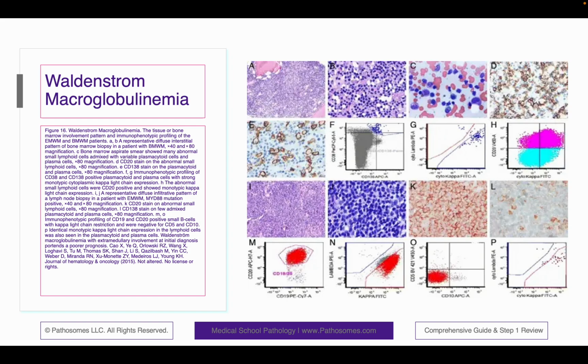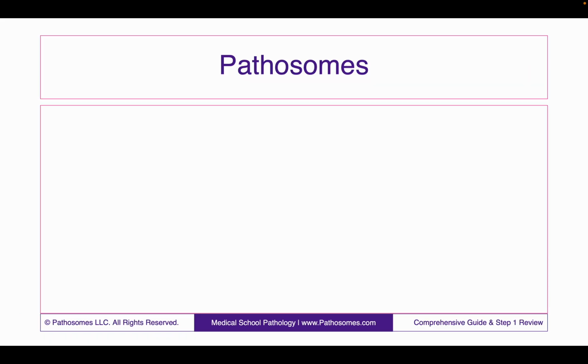And for the gunners out there, if you really want to know if this is a definitive Waldenstrom macroglobulinemia, you can do a genetic test for MyD88. And if that is positive, you hit a home run. You made the diagnosis, Waldenstrom macroglobulinemia. You can hang your hat on that one. I'm proud of you. You even remember MyD88.